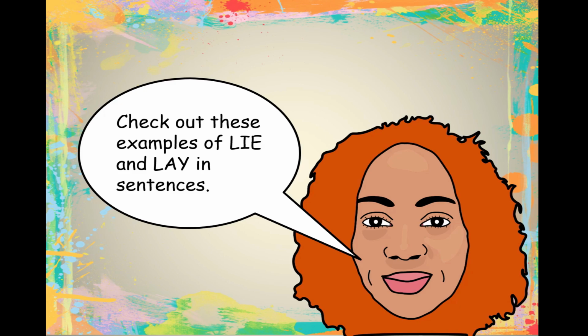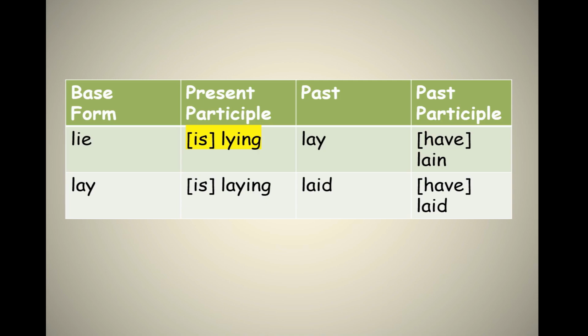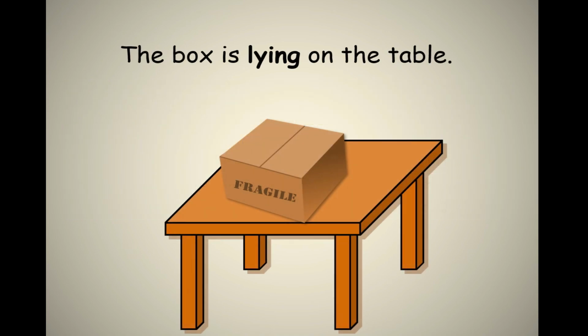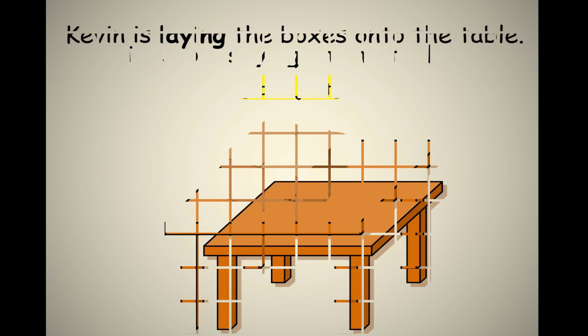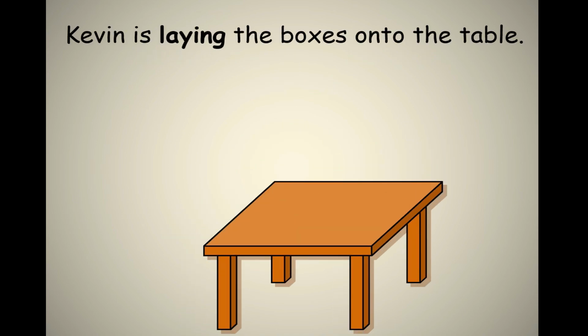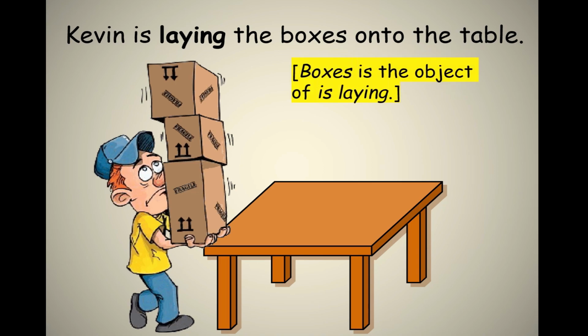Check out these examples of lie and lay in sentences. Let's start with is lying, the present participle of lie. The box is lying on the table. It has no object. Nothing receives the action lying. Kevin is laying the boxes onto the table. Boxes is the object of is laying. Boxes receive the action of laying. They receive the action of the verb.